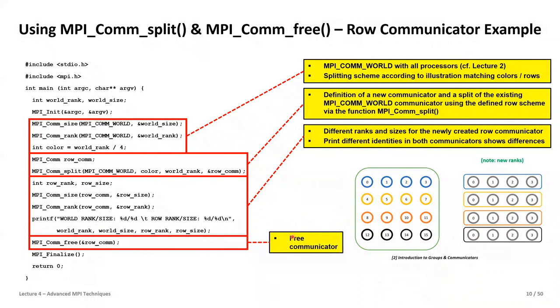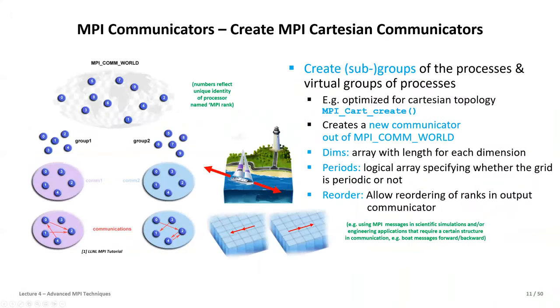And then you would free the communicator. Obviously, then you would compute on these communicators, you would have message exchanges, you would use it, not just free it again. It's a bit of a toy example, just to see how you work with this comm split. So it's quite nice to do that.